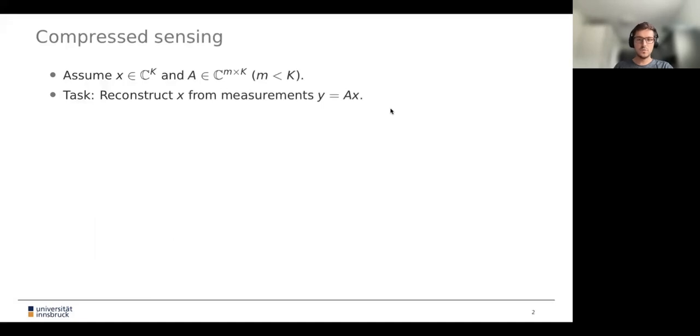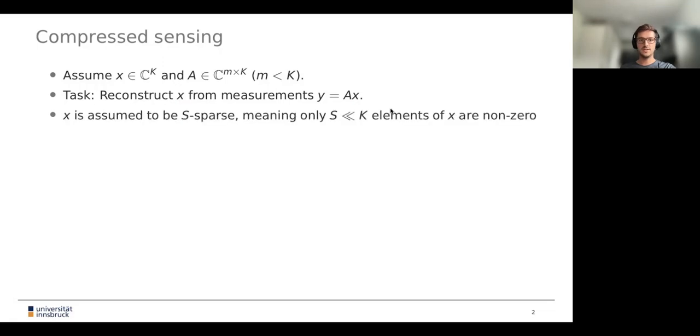Okay, so what is compressed sensing? Usually there's some unknown complex vector x in C^k, for some integer k, and we also have some measurement matrix A in C^(m×k), with m smaller than k. We are tasked with reconstructing x from the measurements y = Ax. Each row of A corresponds to one linear measurement, and we want to reconstruct x from y. So this is a linear system of equations with more unknowns than constraints. In general, it's non-unique if there's a solution.